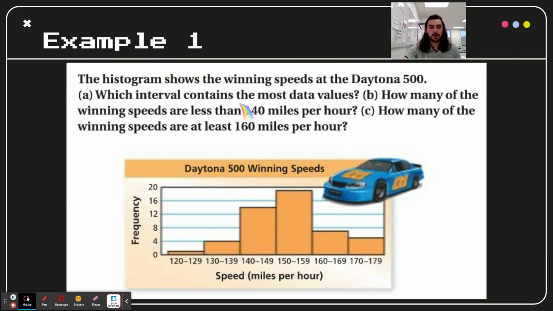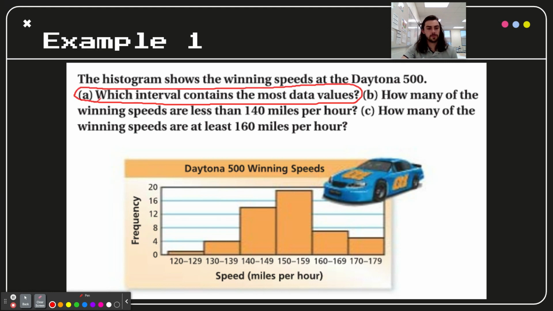So in example 1, the histogram shows the winning speeds at the Daytona 500. Which interval contains the most data values? How many of the winning speeds are less than 140 miles per hour? How many winning speeds are at least 160 miles per hour? So we're going to answer part A. Which interval contains the most data values?